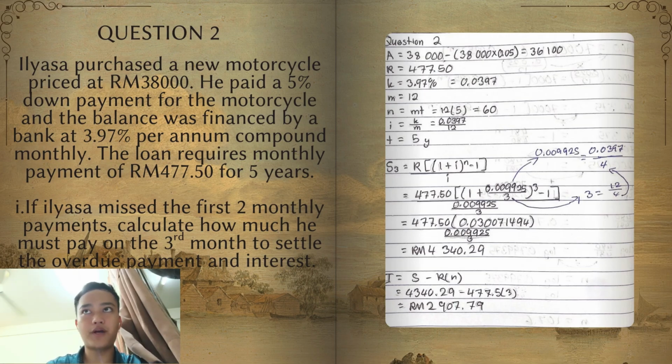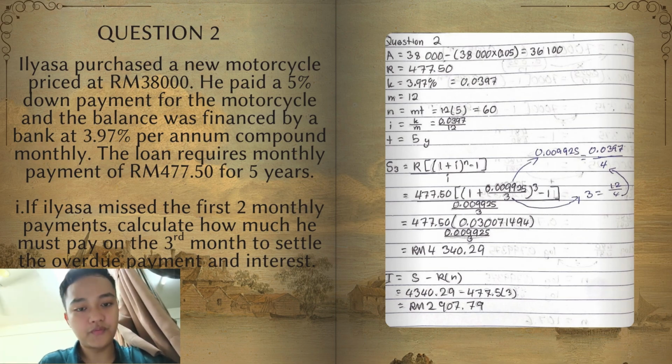Question 2. Elisa purchased a new motorcycle priced at RM 38,000. He paid a 5% down payment for the motorcycle and the balance was financed by a bank at 3.97% per annum compounded monthly. The loan requires monthly payments of RM 477.50 for 5 years. Part 1. If Elisa missed the first 2 monthly payments, calculate how much he must pay on the 3rd month to settle the overdue payments and interest.